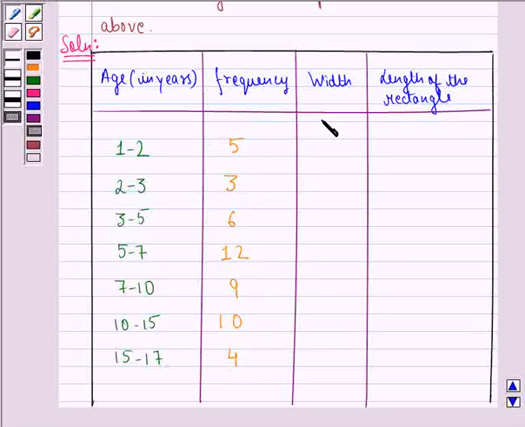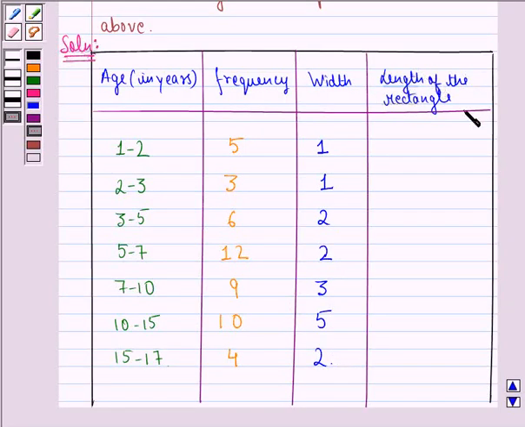Now let us write down the width. This we get by subtracting the lower limit from the upper limit. So 2 minus 1 is 1, so the width would be 1. 3 minus 2 is 1, so width would be 1. 5 minus 3 is 2, so width would be 2. Similarly for others.